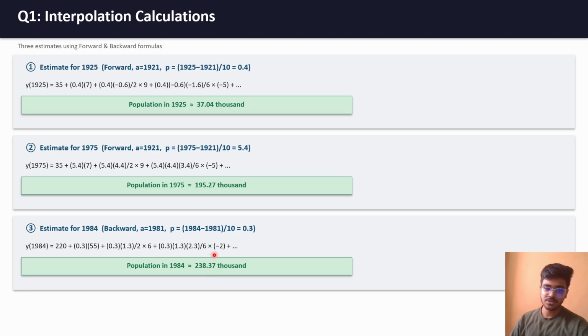Okay, so to summarize question 1, our population in 1925 is approximately 37,000. In 1975 it is 195,000, and in 1984 it is approximately 238,000. So Newton's interpolation is extremely useful here because it uses all available data points simultaneously, giving a smooth and accurate estimate.